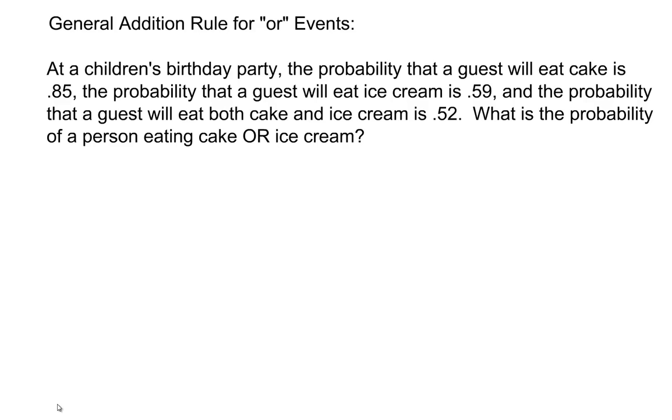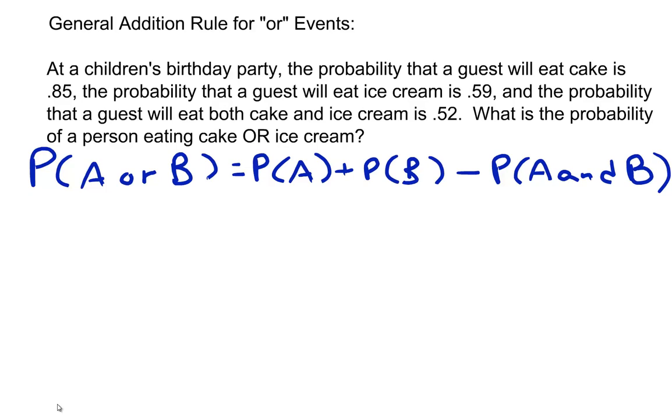At a children's birthday party, the probability that a guest will eat cake is 0.85, the probability that a guest will eat ice cream is 0.59, and the probability that a guest will eat both cake and ice cream is 0.52. What is the probability of a person eating cake or ice cream? The formula for the general addition rule for OR events states the probability of A or B equals the probability of A plus the probability of B minus the probability of A and B.